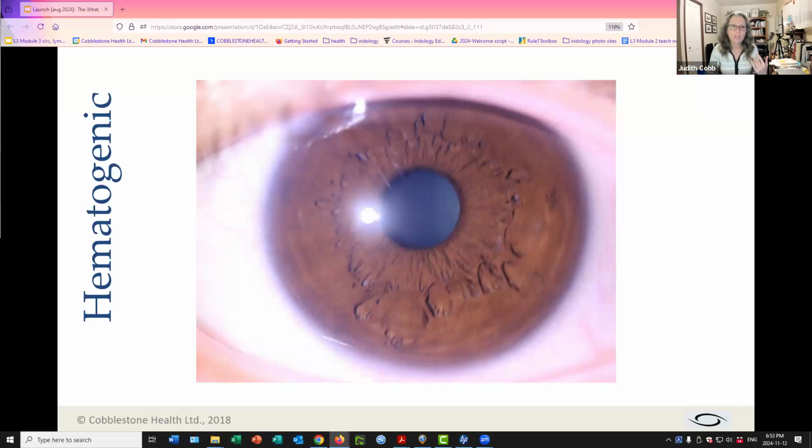So if you know someone whom you're pretty sure has hematogenic eyes, give me a brown is beautiful in the chat box. Do you know someone who's got hematogenic eyes where you think, oh yeah, their eyes are really brown? Give me brown is beautiful in the chat box.